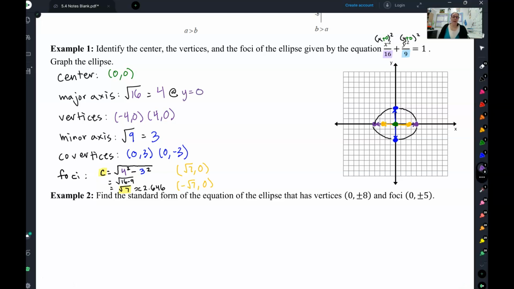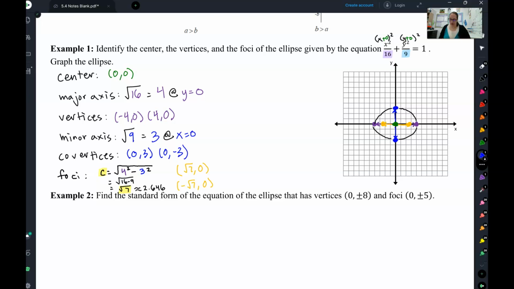That's usually how they word it on your test. That's what they ask for. Then our minor axis is this line. So that is at x equals 0. So our minor axis was 3 long at x equals 0. So that is everything that you would need to know for your test.